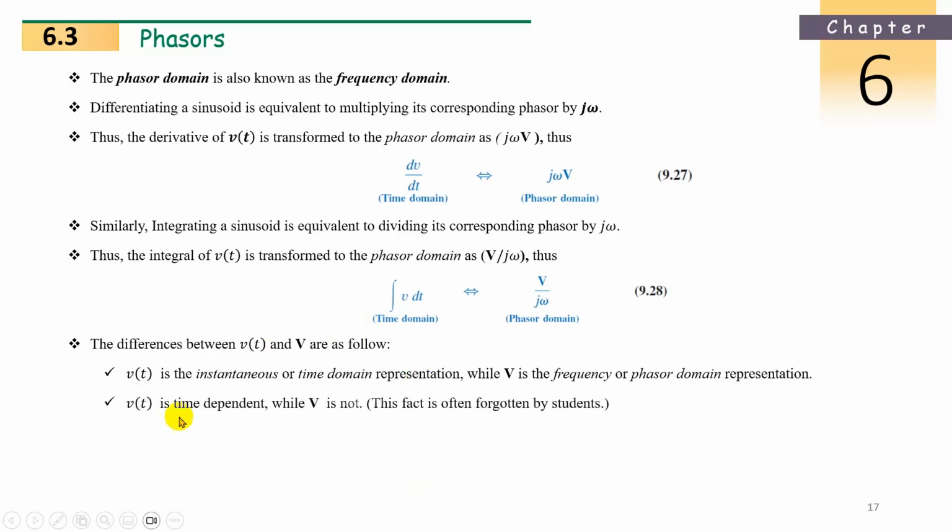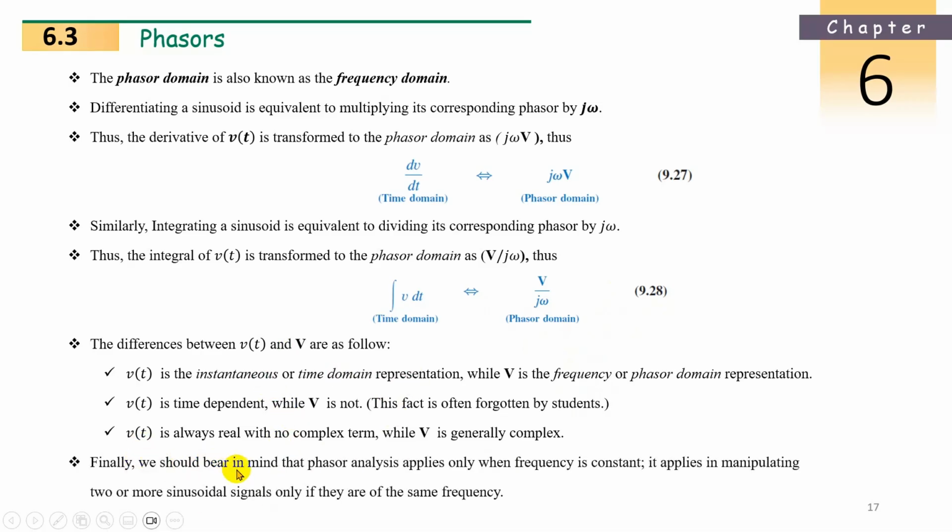Capital V, the difference between these two. Now v of t is time dependent because of the omega t, while V is not depending on time. Generally it's a constant term. Once you know the phase angle, how much delay, how much lead, how much lag, then it's a constant. Now v of t is always real with no complex term, because it's a cos omega t plus phi. There is no complex term in cosine, sine. But in phasor, V is generally a complex term because it is Vm at an angle of phi. It is a complex number, in polar form.